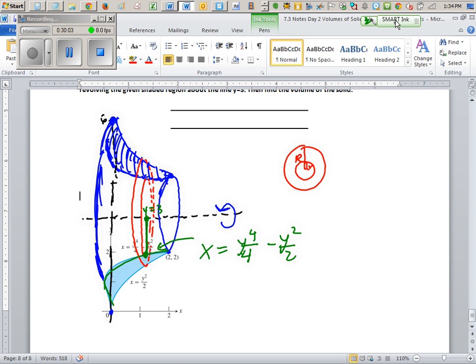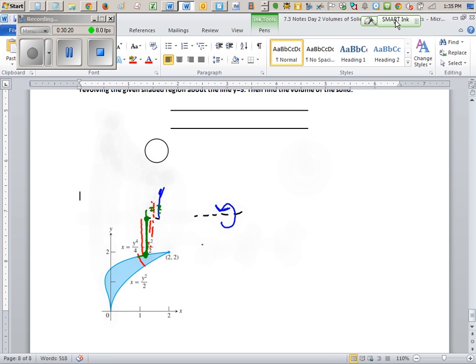Does everyone see what happened there? I can't isolate y, so I can't get my radius figured out. Tough luck. So we're going to have to try the shells method. What does the shells method entail? It entails drawing shells, not washers. All right, so let's try that again.